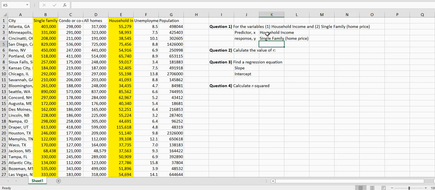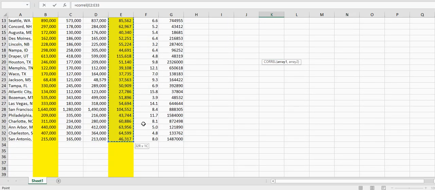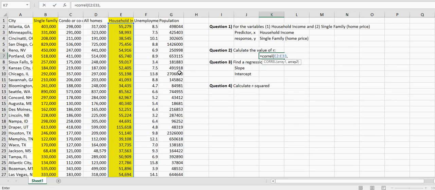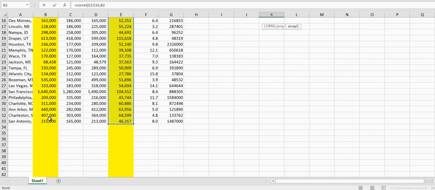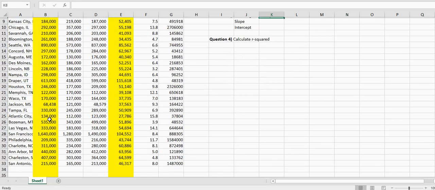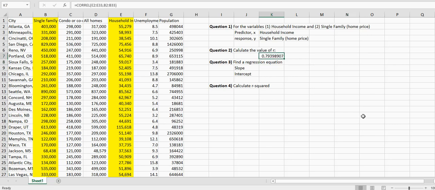Next, it says calculate the value of R. That's the linear correlation coefficient. So you're going to type equals, and then the CORREL option, C-O-R-R-E-L. The first thing I'm going to do is select household income, then hit comma, and then select the value of the single family home. You see here that my value of R is almost 0.8. It's 0.7939. So it's positive.